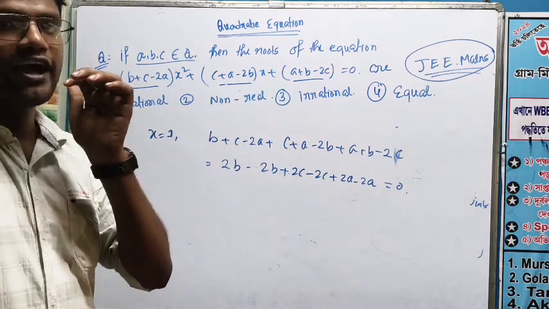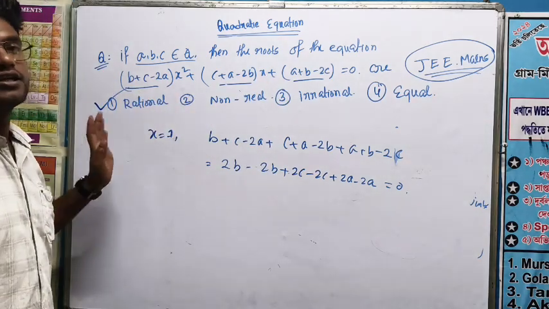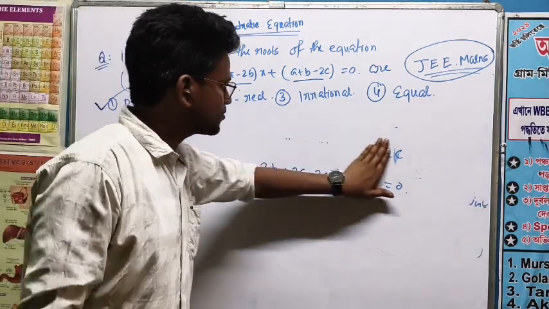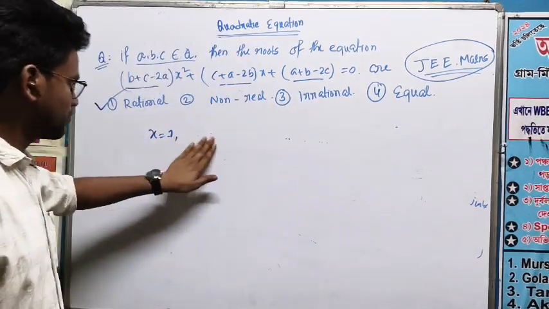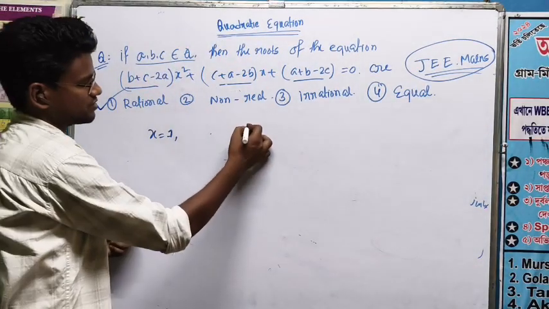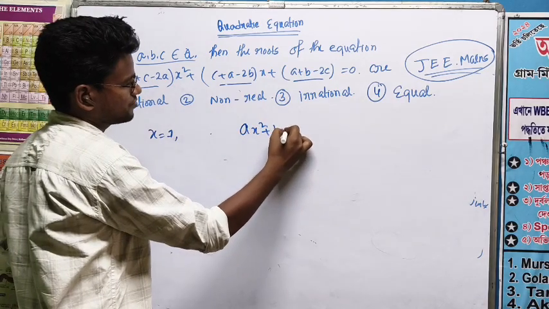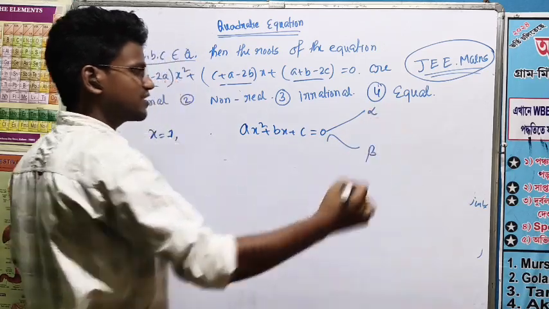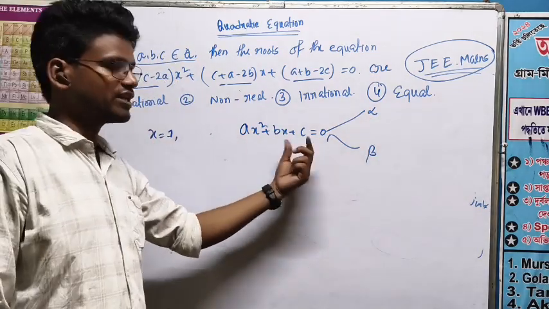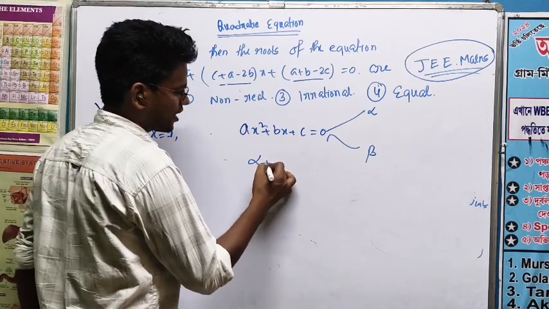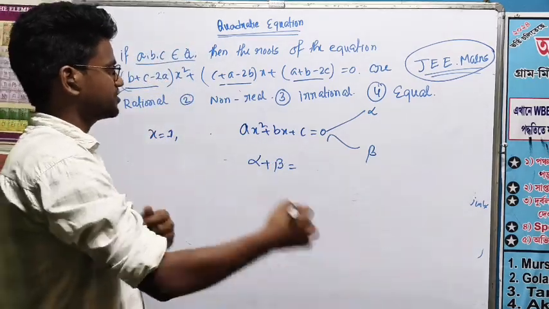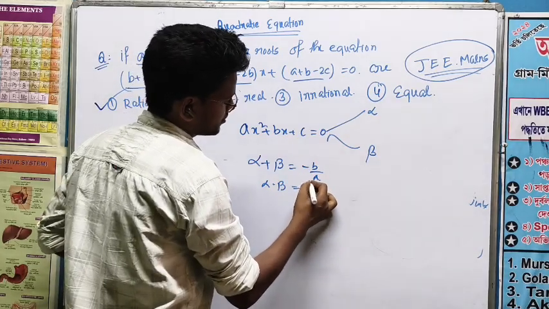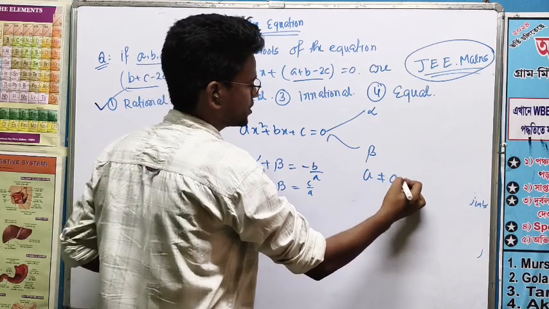That means we have an equation with a root x equals 1, and 1 is a rational number. So how can we determine the other root? Just wait a minute. This is ax square plus bx plus c equals 0. Let alpha be one root and beta be the other root of that equation. The relations between alpha and beta are that the sum is minus b by a, and alpha into beta equals c by a, and obviously a is not equal to 0.